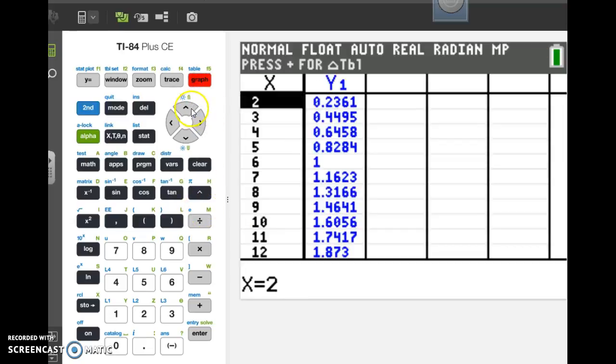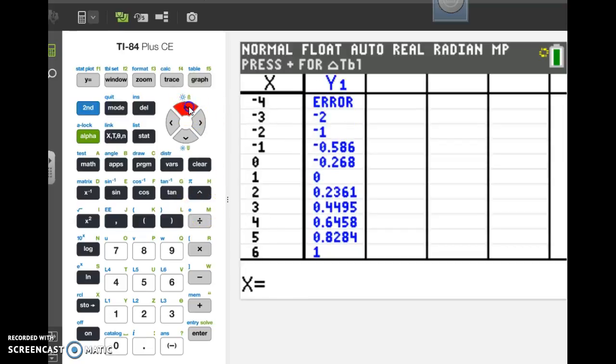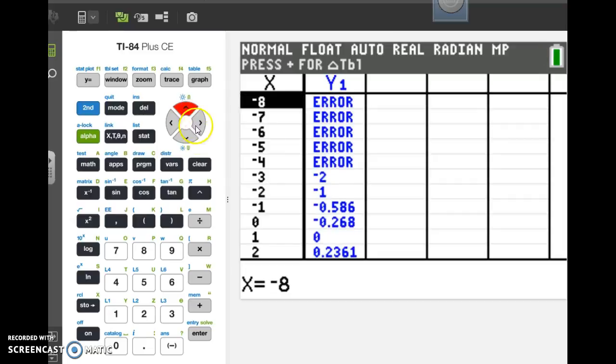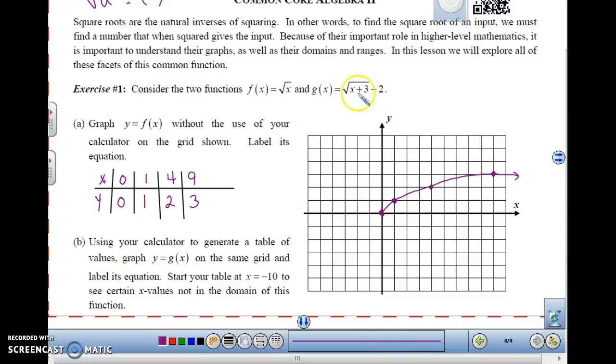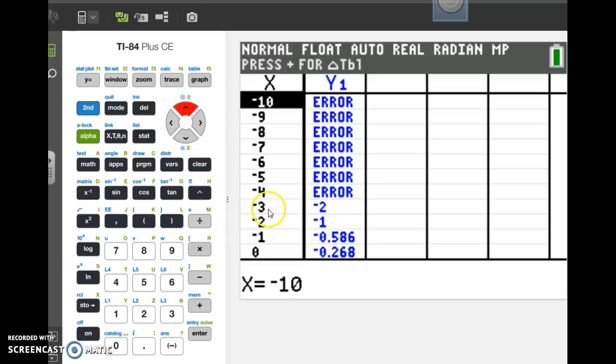If I go to negative 10 in my table, what do I see? I can see in my table that I have a bunch of errors. Why is that true? Because if this is a square root and you make this negative, you can't have a negative value in the square root. So let's pick some values that we can use. Where can we start? Probably negative 3, negative 2, and then negative 2, negative 1.